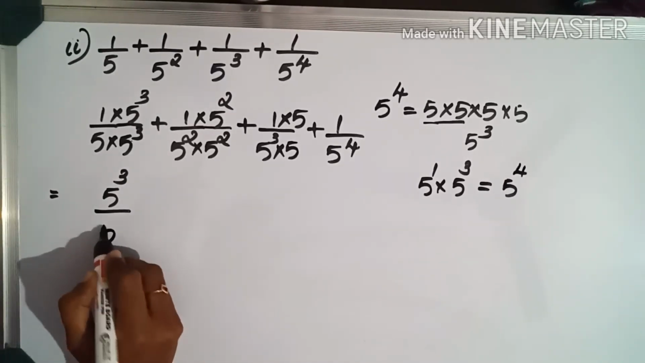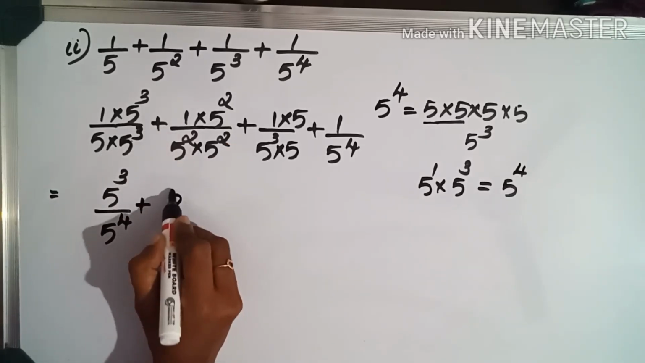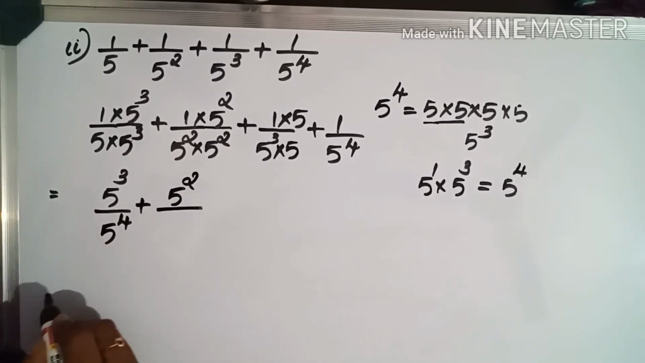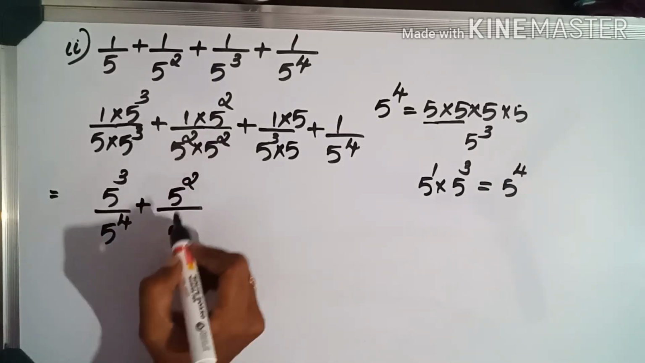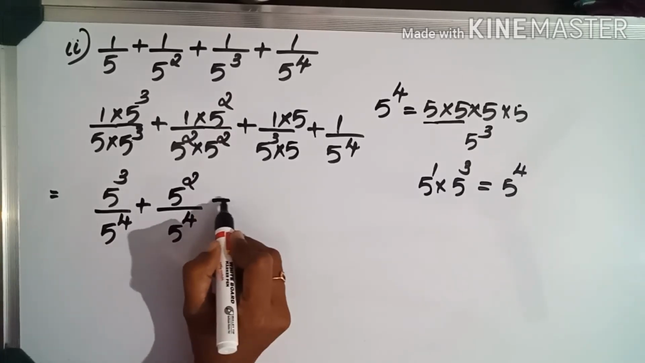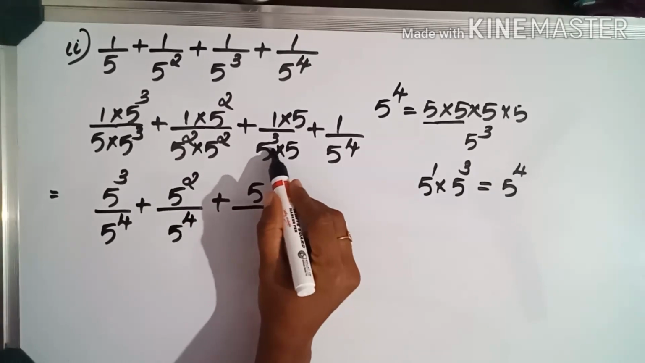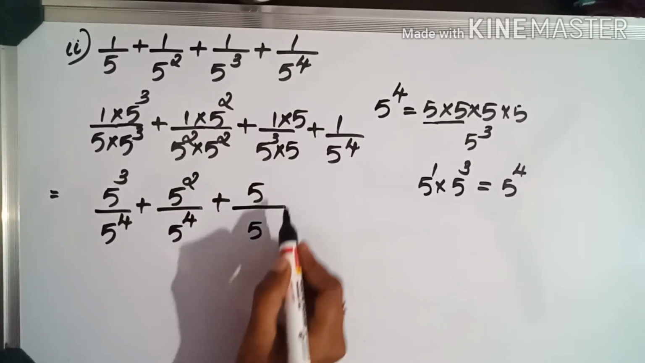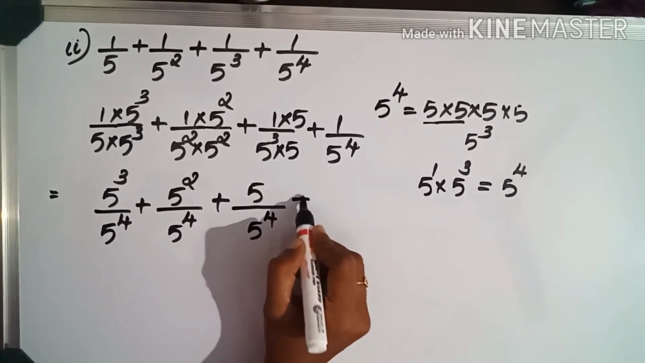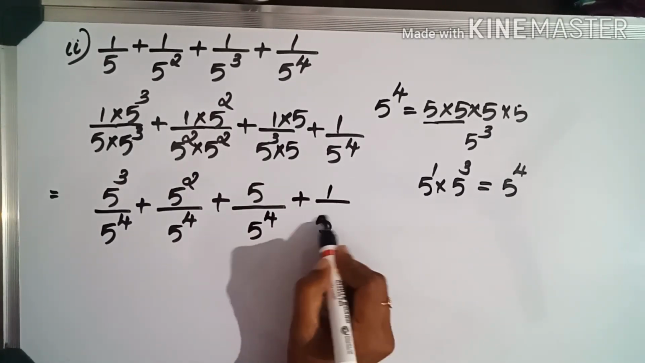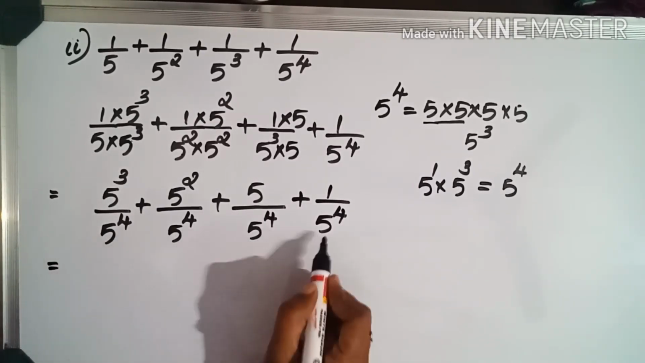So here the denominator is 5 raised to 4, plus next is 1 into 5 square, that is 5 square, divided by 5 square into 5 square, that is 5 raised to 2 plus 2, again 4, plus next is 1 into 5, that is 5, divided by 5 cube into 5, that is 5 raised to 3 here, 1 here. So total 4, plus 1 by 5 raised to 4. So here all the denominators we got as 5 raised to 4.